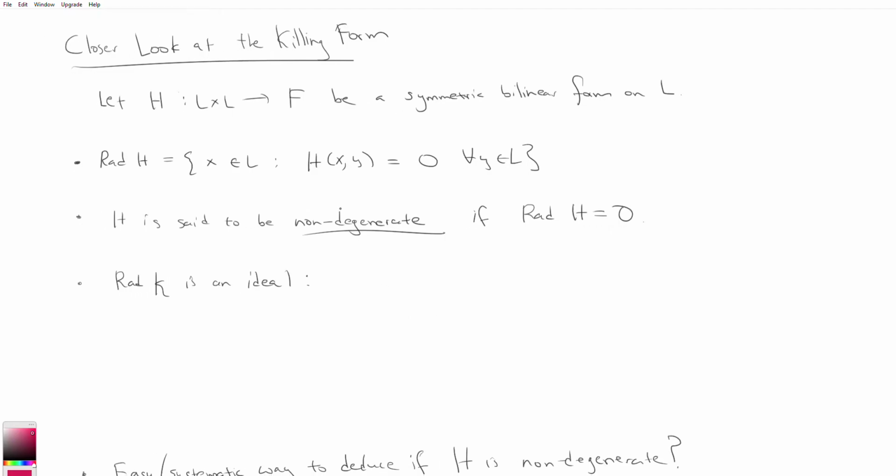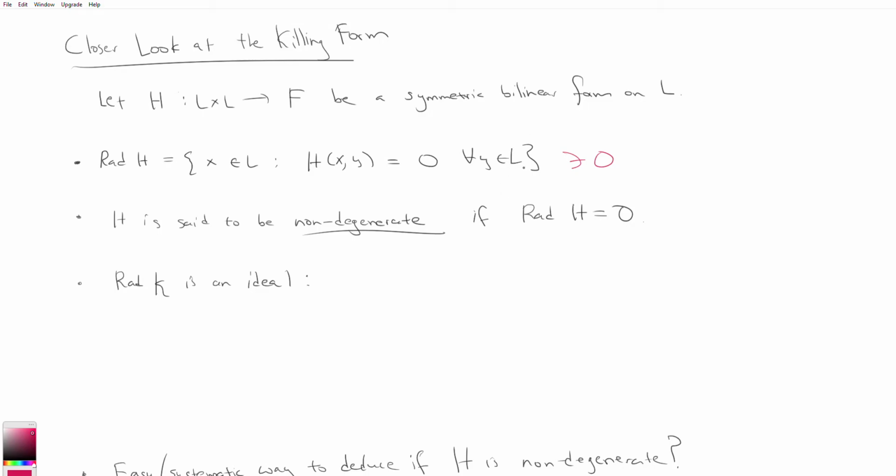Let H be a symmetric bilinear form on L. We'll start generally and then look closer at the Killing form. We have something called the radical of H, and this isn't to be confused with the radical of a Lie algebra. The radical of the bilinear form is all vectors x in L such that x is orthogonal to everything in L, meaning H of x comma y is equal to 0. The 0 vector is always an element of the radical, which can be seen by bilinearity.